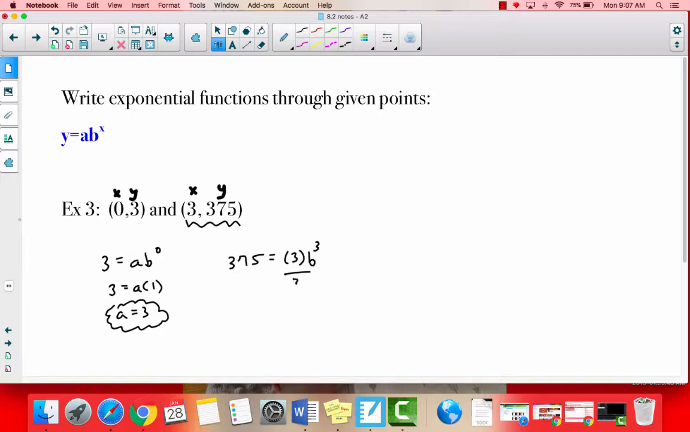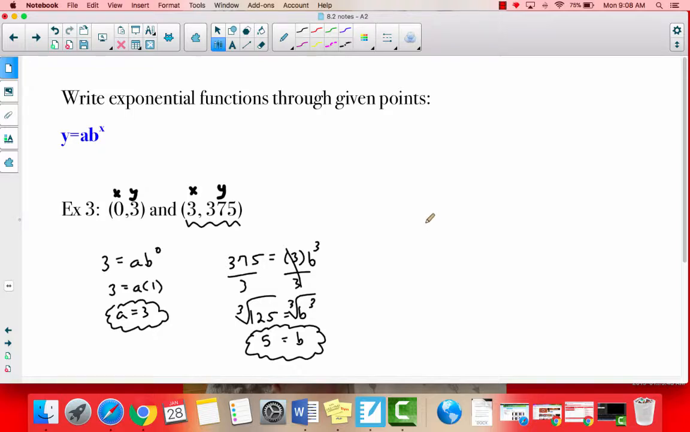So if I divide both sides by 3, these cancel, and I'm left with 125 equals b to the 3rd. And then if you remember your rules for solving with exponents higher than 2, you have to take the cube root. So I'm going to take the cube root of both sides, and that's going to cancel everything on the right side and leave me with b equals, and the cube root of 125 is 5. So now we found what a and b are, and then we can go ahead and write the exponential function.